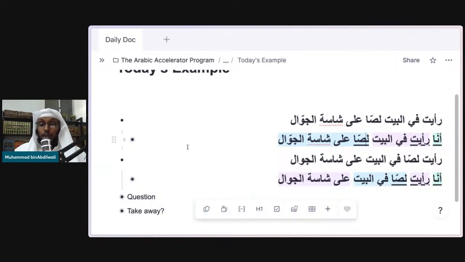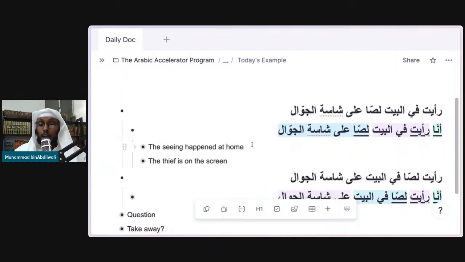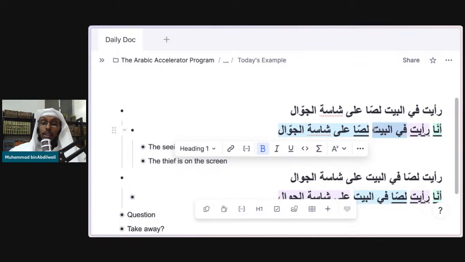Now, let's start with the first one. Here, the seeing, the verb, happened at home, and the thief is on the screen. How do we know that? We know that because this verb, which is the predicate, is part of the core sentence. This part that comes after it, fil bayt, is a description or an adverb. It tells us about the verb: where did the verb take place?